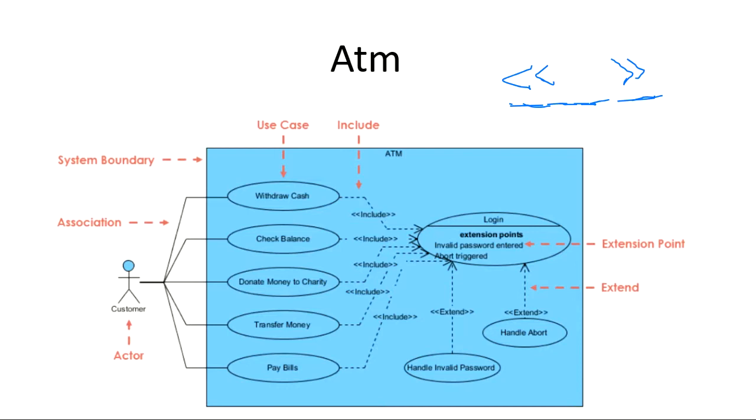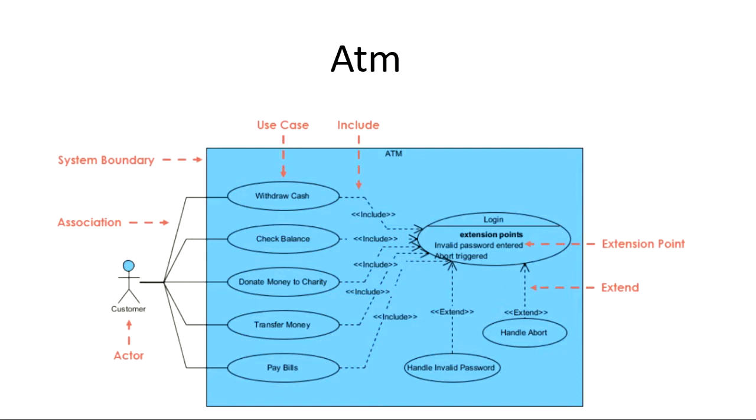But still, just keep this in mind, there is something known as uses, and you can use this if you want, depending on the question, but generally you will not need that. With only extend, include, association and generalization, the diagram will be completed. Now, so this was our ATM system diagram.